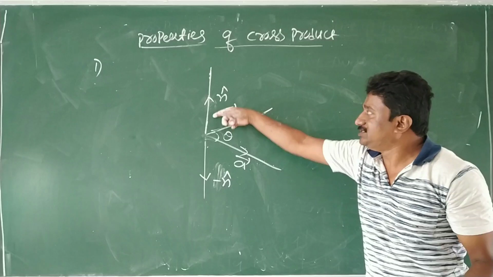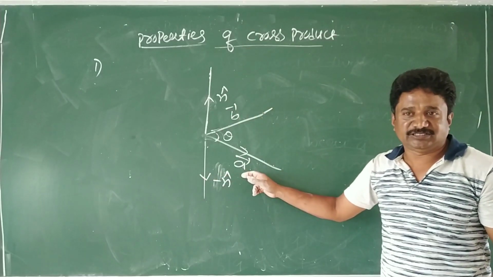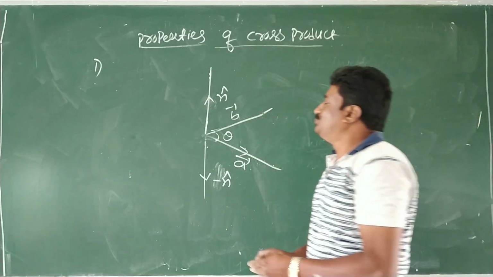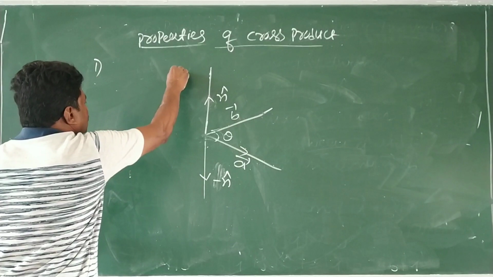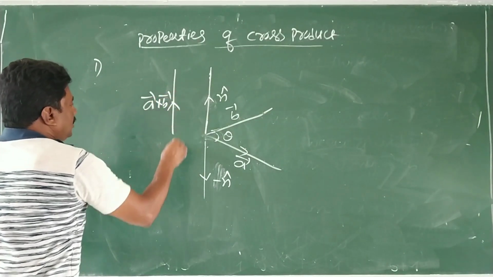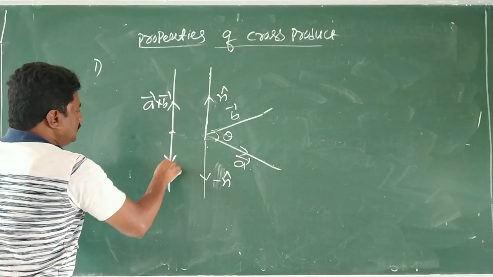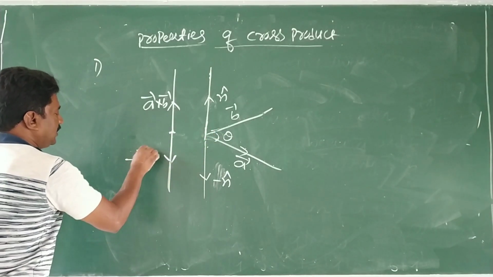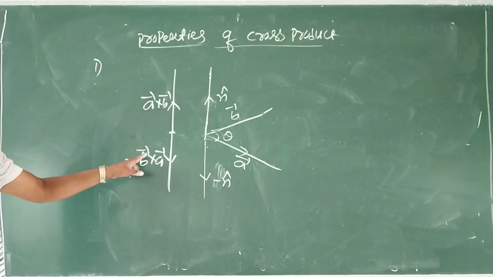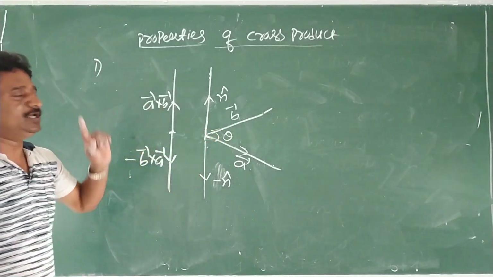Look at this, friends. This is plus n cap. So the opposite direction means minus n cap. Plus n cap, minus n cap. Observe this, friends. This is A cross B. So downside, this is minus B cross A. This is A cross B. This is minus B cross A. From this it is so clear.